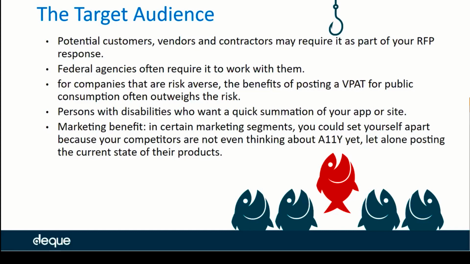This one next, the persons with disability who want a quick summation of your app or site. This one doesn't get talked about enough, but it's very important. I'm going to use an example where I'm going to compare Google Home to Amazon Alexa. All things being equal, these work very similarly. So if I'm a person who has, let's say, motor difficulties, I may look at the VPATs between these two and look at the sections that deal with motor difficulties and say, oh, well, Google Home handles this a lot better than Amazon Alexa does. So I'm going to choose Google Home.